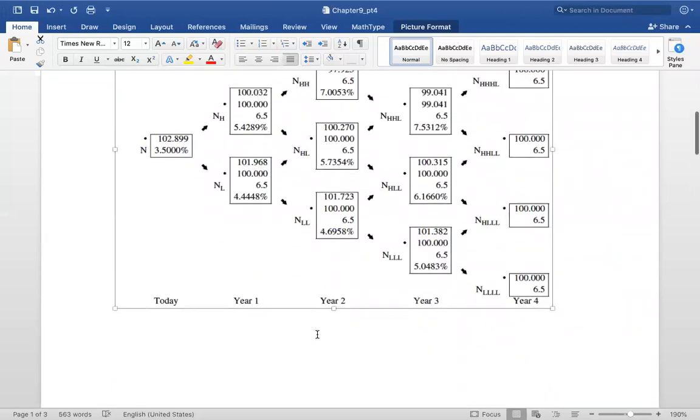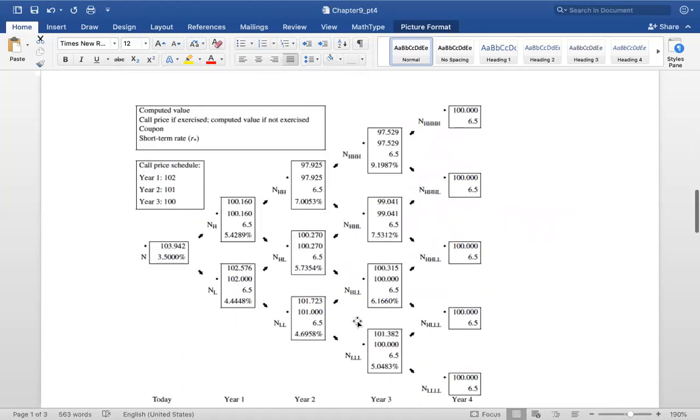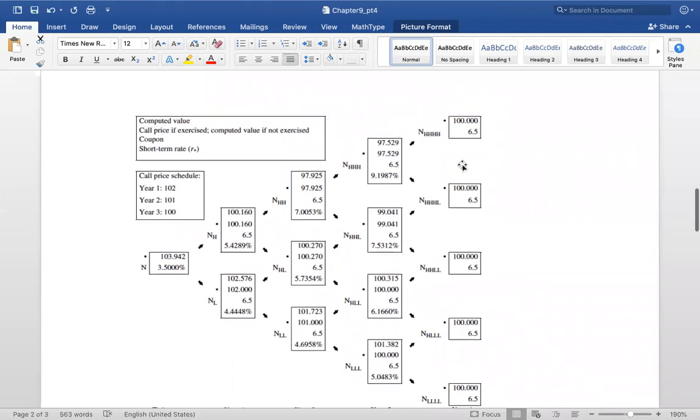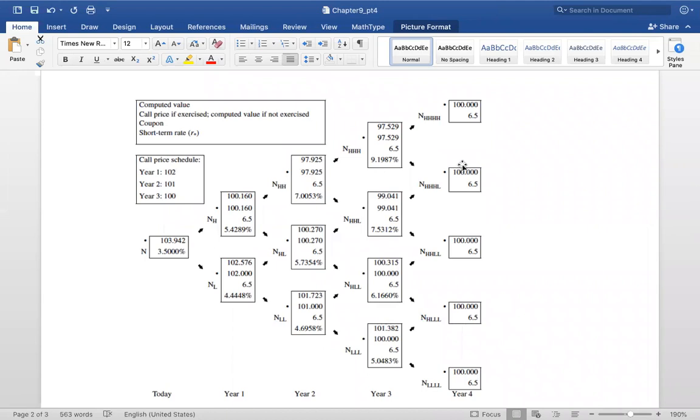Again, this callable bond: here, instead of assuming a single constant call price, we assume that in the first year the bond can be called at 102, in the second year at 101, and in the third year at 100.